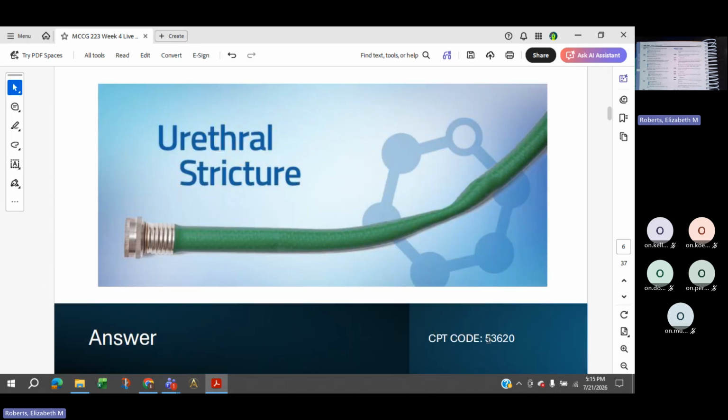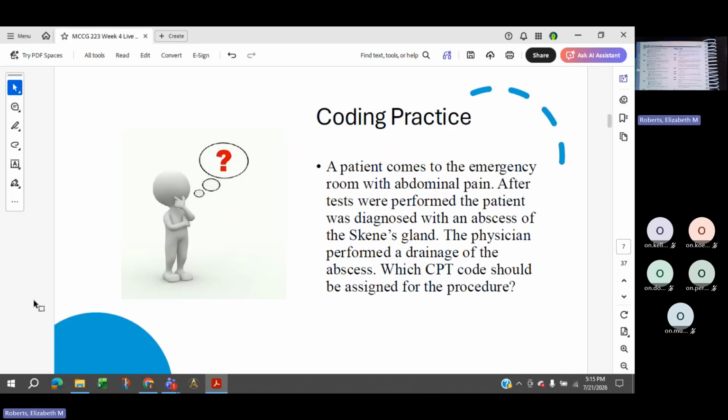Okay, so yay, 53620. That's our answer. Good job. Next, coding practice. Okay, next scenario here. A patient comes to the emergency room with abdominal pain. After tests were performed and the patient was diagnosed with an abscess of Skene's gland, the physician performed a drainage of the abscess. Which CPT code should be assigned for the procedure?